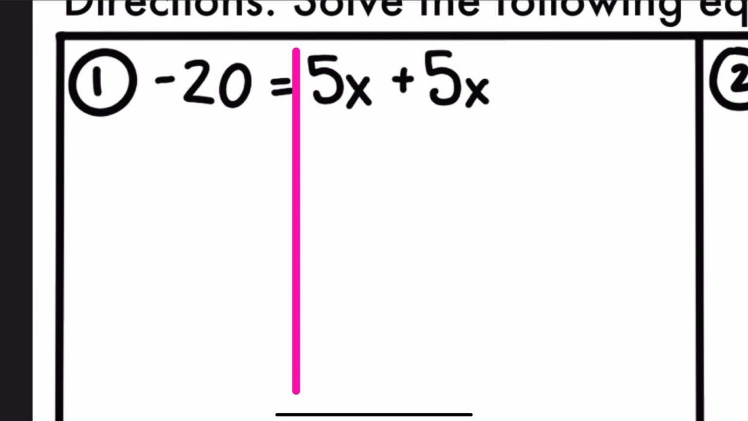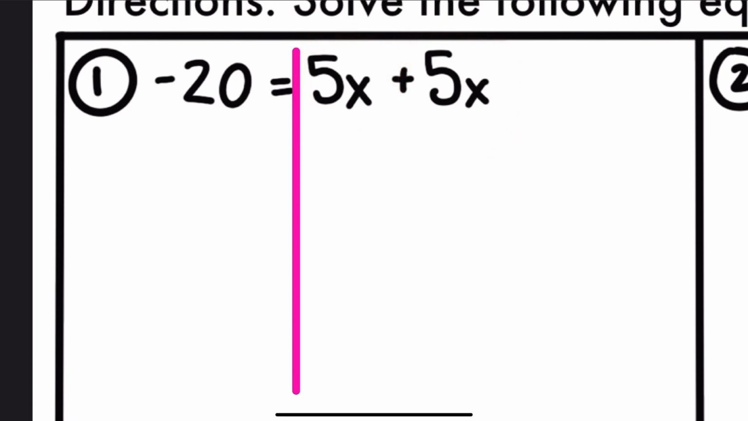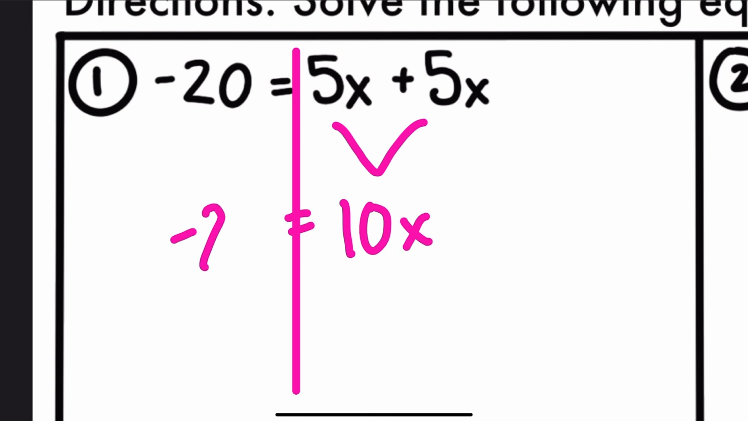I do see 2 like terms because I see 2 sets of x's in this problem. And remember, when we're trying to combine these, we're going to rely on the signs that are in front of our numbers. So I have a positive 5x plus 5x. This plus sign is telling me that I'm going to be adding these together. So when I put those 2 together, I'm going to end up with 10x on this side. And then I still have a negative 20 over there because I have not touched it yet. And now I'm going to move on to my third step, which is going to be isolating my variable.